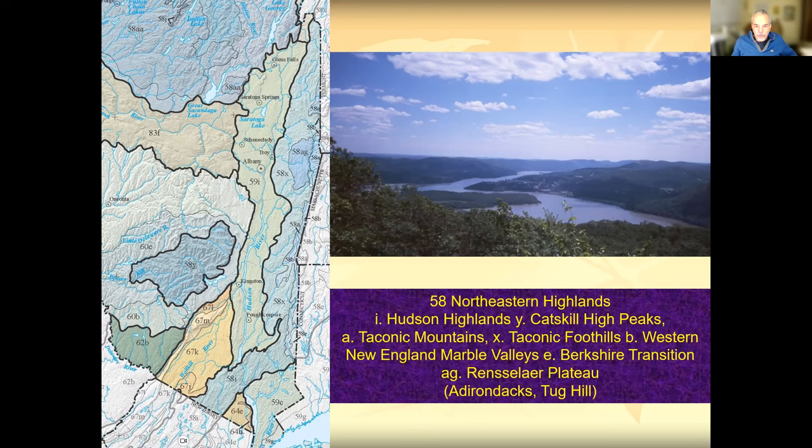And there's a few other New England ecoregions that get into New York just a little bit, the Marble Valleys and the Berkshire Transition. And then the Rensselaer Plateau, over in Rensselaer County. And I'll talk about these now. And then there's two other ones which we'll get to, for the Adirondacks and Tug Hill, the largest part of that ecoregion.